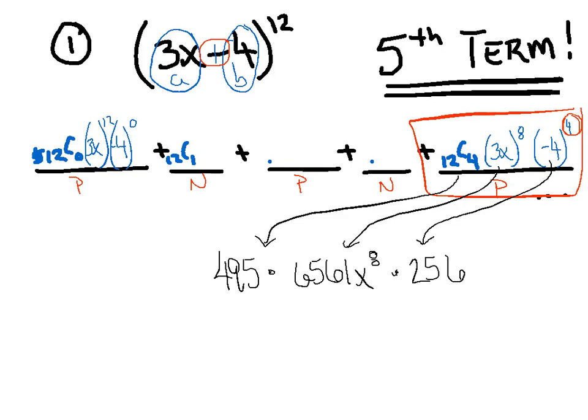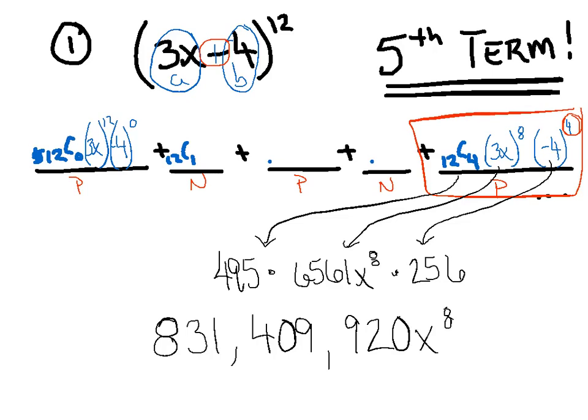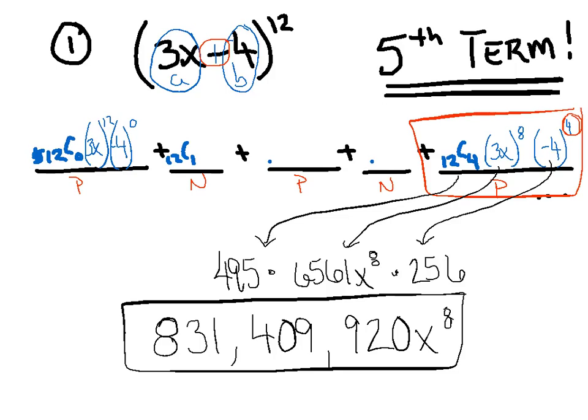And then I asked the calculator to multiply those three coefficients together. I got 831,409,920 x to the 8th for my final answer. So that whole big booger right there is what we would consider the fifth term only.